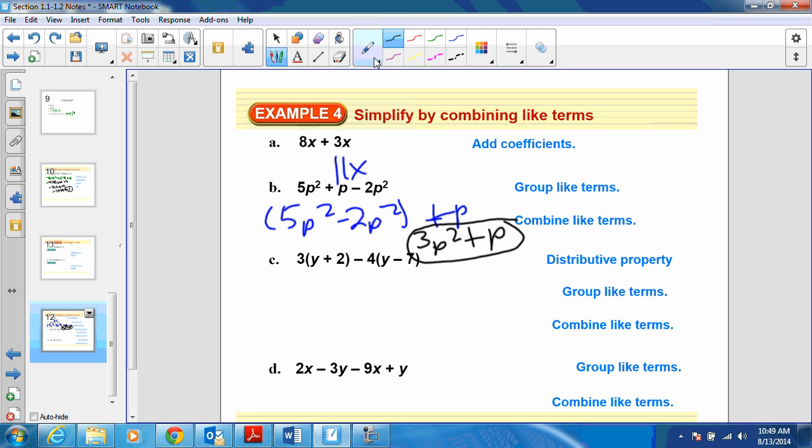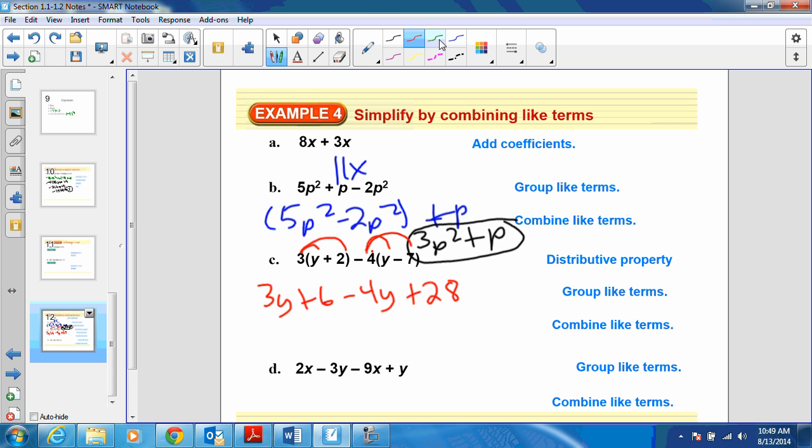Okay. On C, we have to use the distributive property first. We've got to do 3 times y, which is 3y, and 3 times 2, which is 6. Then we have, I treat that as a whole negative 4, to make it easier. So negative 4 times y is negative 4y, and negative 4 times negative 7 is positive 28.